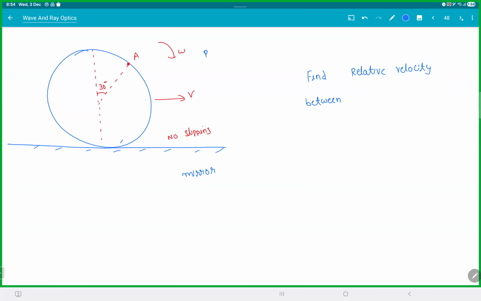This is a rolling ring, between A and its image. So we have a ring which is rolling on a mirror without slipping. I'll not give omega, you can find that. Radius is r. The point A is at an angle of 30 degrees with the vertical. At this instant, find the relative velocity between A and its image in the mirror.